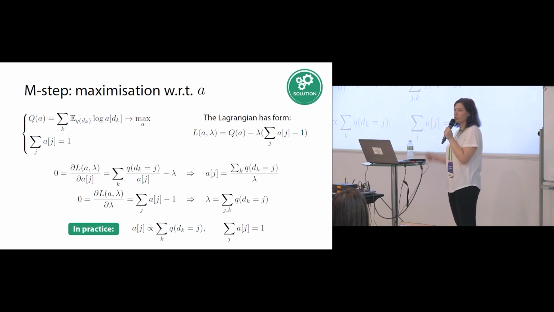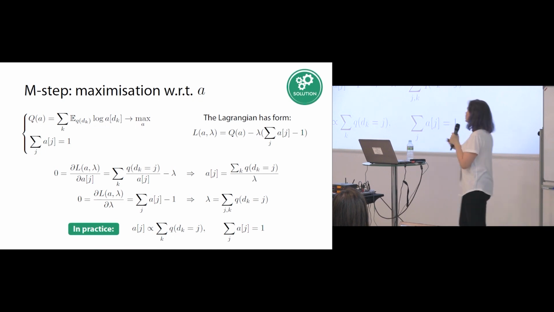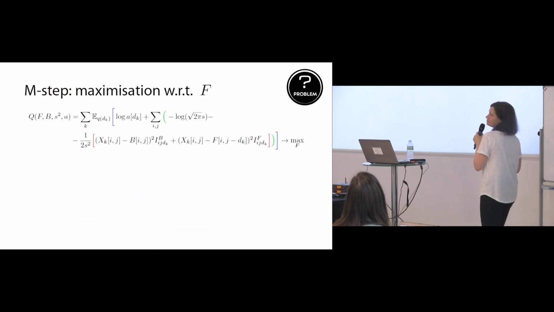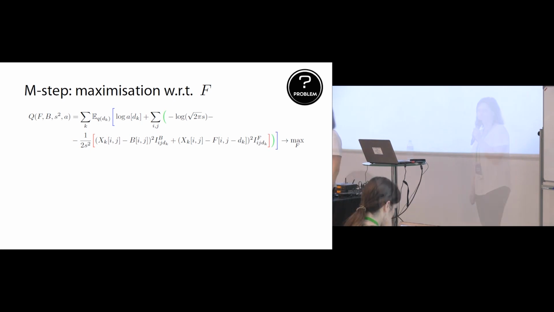Now we want to optimize our function Q with respect to F, B, and s square. It will be easier because we will not have any additional conditions. So you will simply need to compute a derivative and make it equal to 0. Okay? The first one is the optimization with respect to F. Let's continue. I will give you the answer.